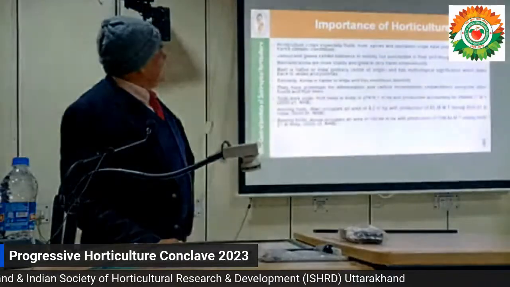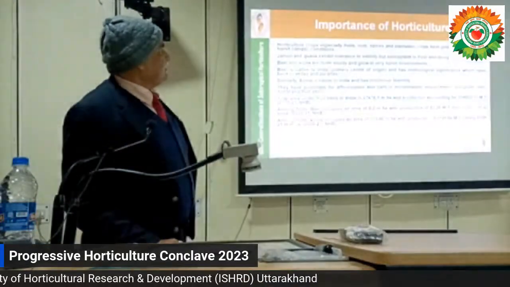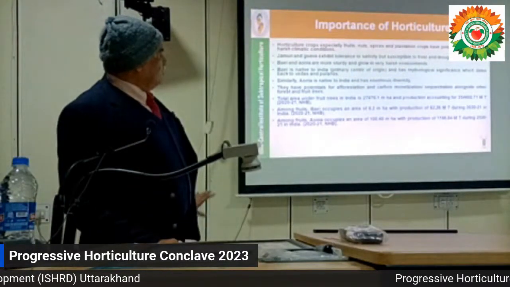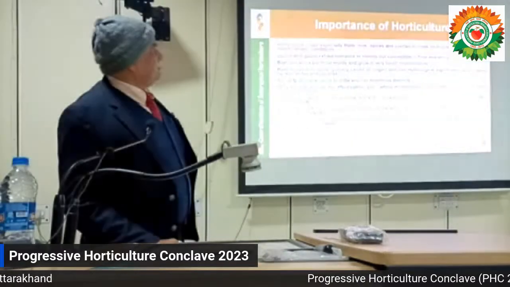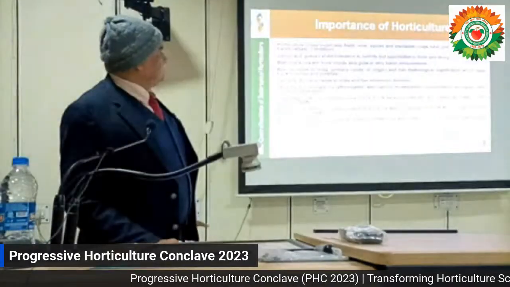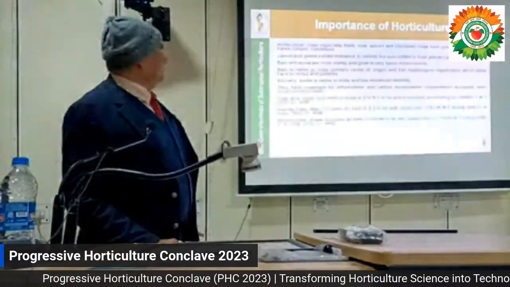Horticulture crops, especially fruit, nut species and plantation crops, have potential to withstand harsh climatic conditions. Jamun and guava exhibit tolerance to salinity but are susceptible to frost and drought. Bael and aonla are the most sturdy and grow in very harsh environments.